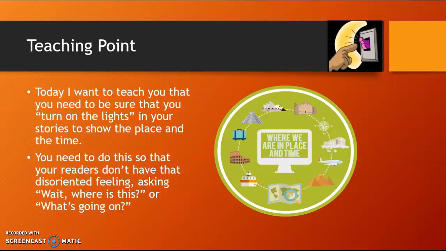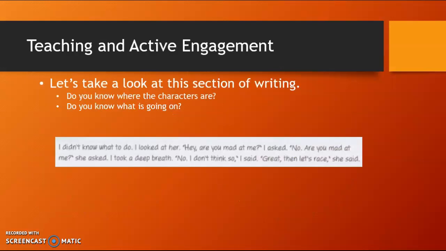So we're going to take a minute and look at some examples of this. Let's take a look at this little section of writing. It says, I didn't know what to do. I looked at her. Hey, are you mad at me? I asked. No. Are you mad at me? She asked. I took a deep breath. No, I don't think so, I said. Great. Then let's race, she said.